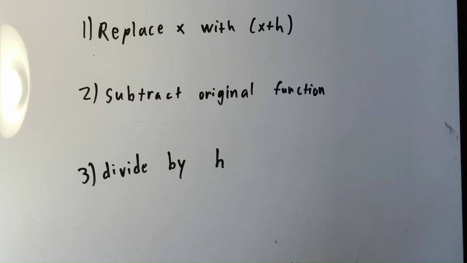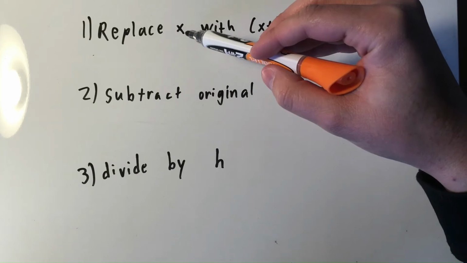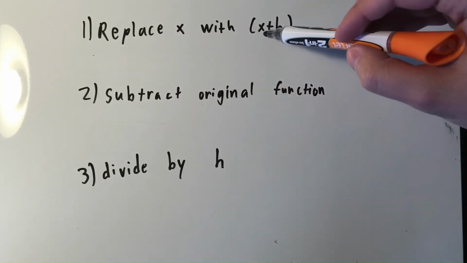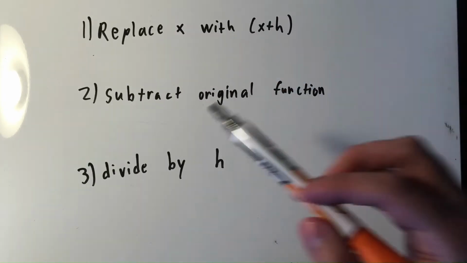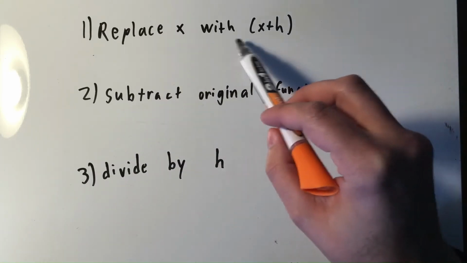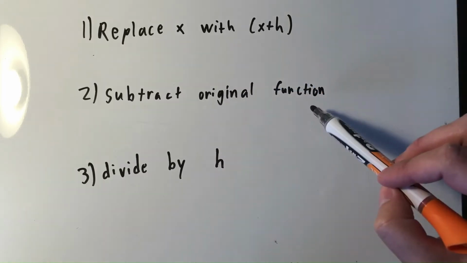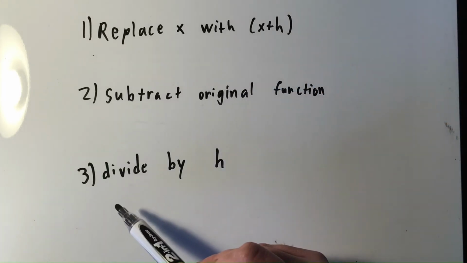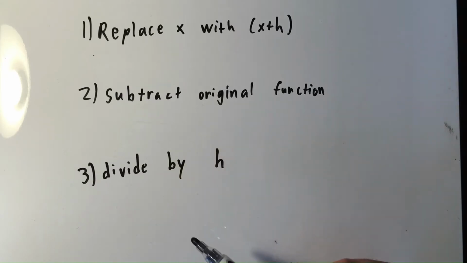In this video, I'm going to show you a few examples of how to find the difference quotient. Now, finding the difference quotient really boils down to a three-step process. You're going to have your original function, and you're going to replace all the x's in the original function with x plus h. Then you're going to subtract your new function that you'll have after doing this by the original function. And then the third and final step is you divide everything by h. So let's look at a few examples.